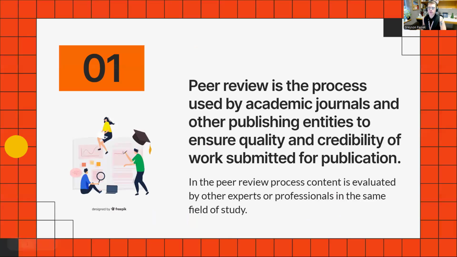Oftentimes in our academic work, we will see requirements from professors about peer review articles. So what is a peer review article? Well, peer review is the process used by academic journals and other publishing entities to ensure quality and credibility of the work that is submitted for publication. In the peer review process, content is evaluated and vetted by other experts or professionals in the same field of study before it's published to a journal or a database. Therefore, a peer review article is content that has been evaluated before it gets published.